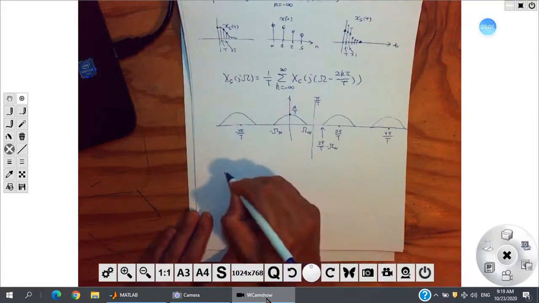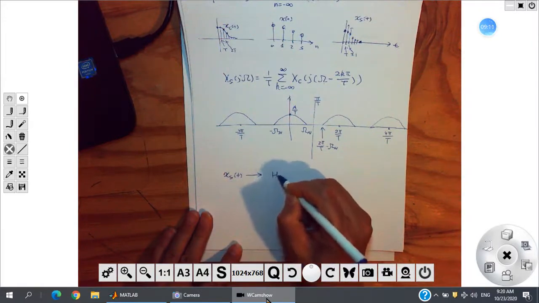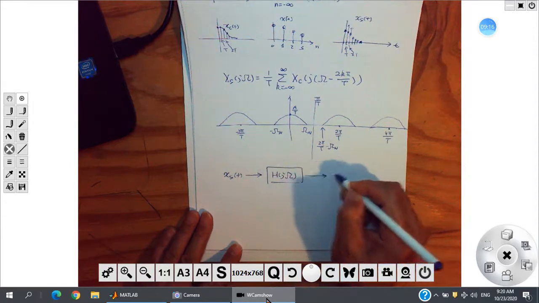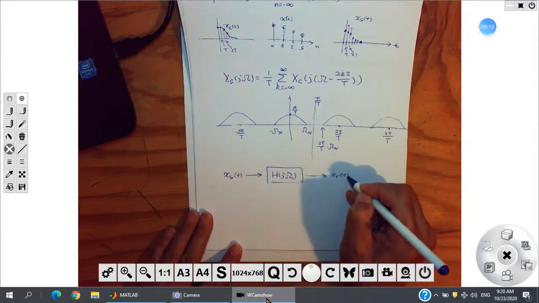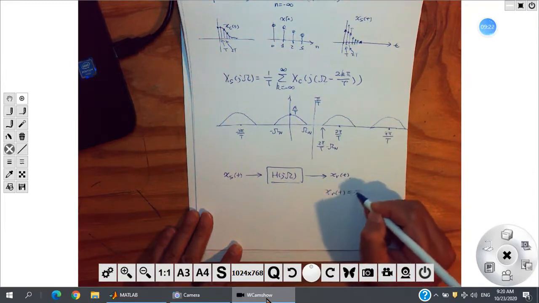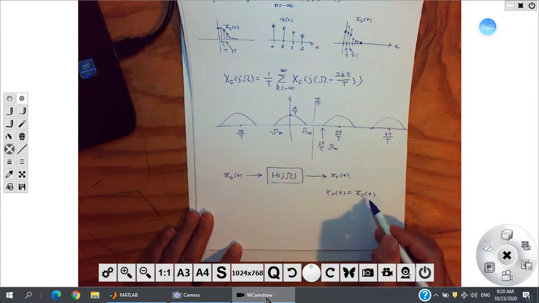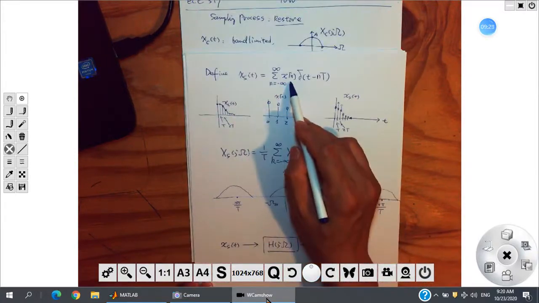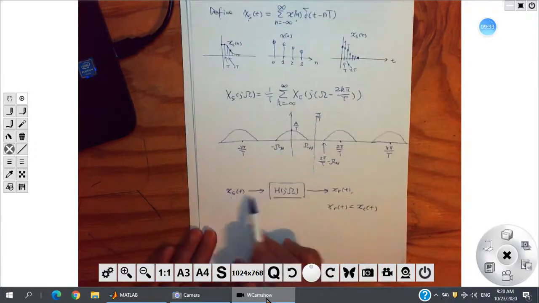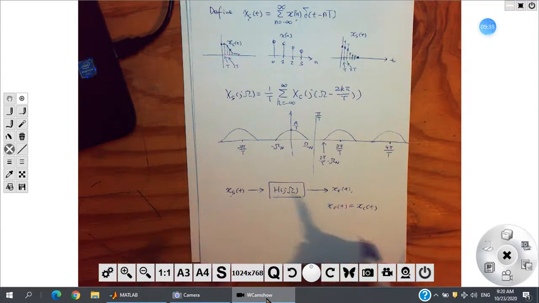I use xs of t, go into a filter, H of j omega. Then this side is xr of t. Xr of t will be equal to the original signal. So in this way we restore it. We start from x of n, then we build xs. Let xs go across this filter, we have xr. So we restore it. All right.